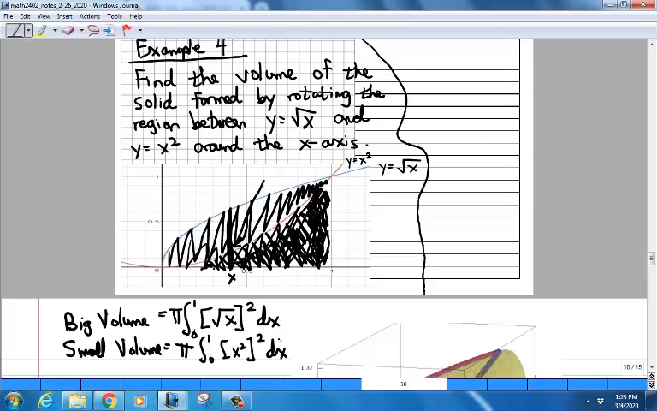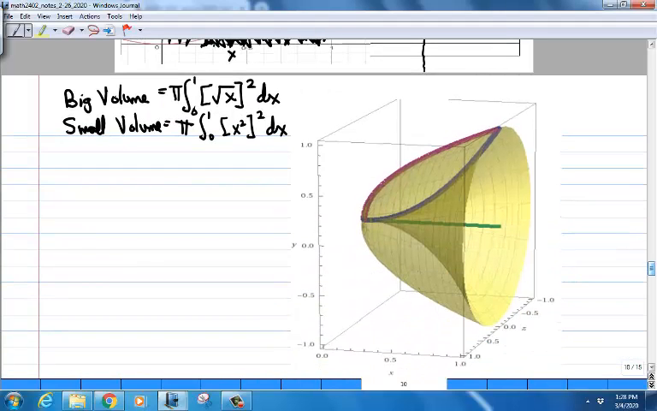You just take the big volume minus the small volume, right? You take the large object, this entire area rotated around the x-axis, and then you just cut out the middle. That's this small area rotated around the x-axis. What you're going to get left with is exactly this picture. The volume that you'll be left with is this part rotated around the x-axis with the middle part cut out.